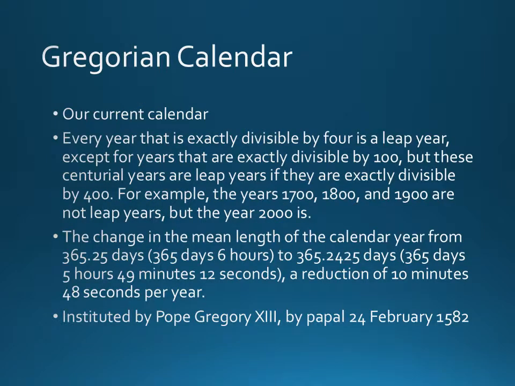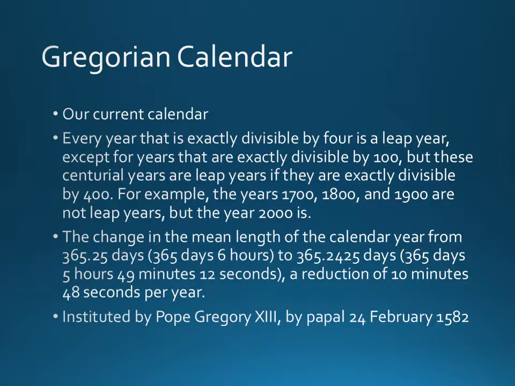As a result of errors in the Julian calendar, the date of the actual vernal equinox had slowly, over the course of 13 centuries, slipped to March 10th, while the calculations of the date of Easter still followed the traditional date of March 21st. Our current calendar, the Gregorian calendar, was instituted by Pope Gregory XIII by papal bull in 24 February 1582.